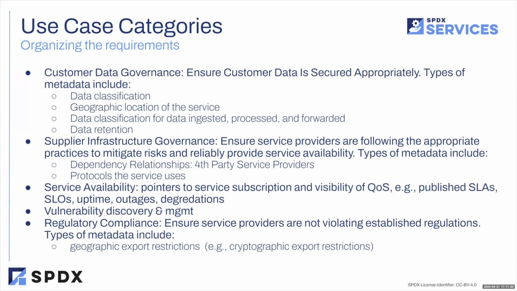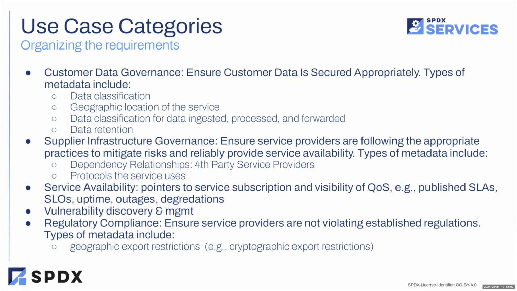When we organized the use cases, we came up with a few categorizations to help us organize the use cases we wanted to go after. The first category is customer data governance, and the primary goal of these use cases is to make sure that the customer data is secured appropriately. There are just a few examples of the type of metadata that we'd be capturing in the spec to support that, mostly around data, and geographic location tends to be important in certain cases, like privacy as well.